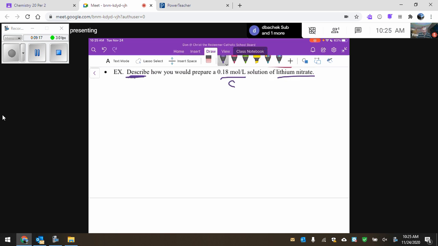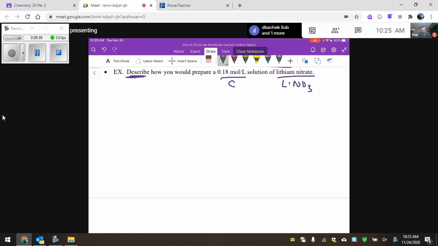Obviously, I have a C here, okay? And again, I have some lithium nitrate, so I'm going to write that down, lithium nitrate. Lithium's a 1+, nitrate's a 1-, okay? And I have to describe how to do this. But first, I need to figure this out. In other words, it's not enough just to describe. I'm going to actually have to do the calculations. So in other words, how would I make this?